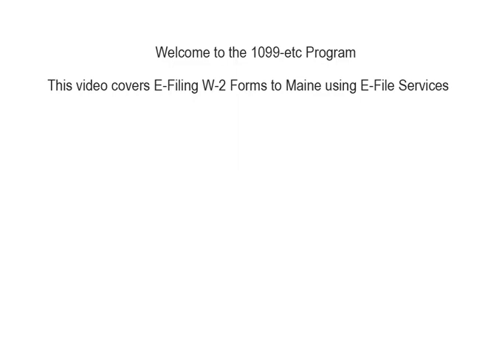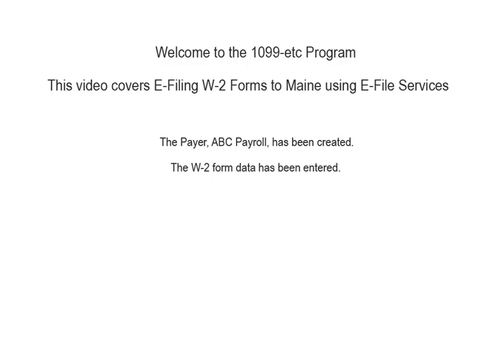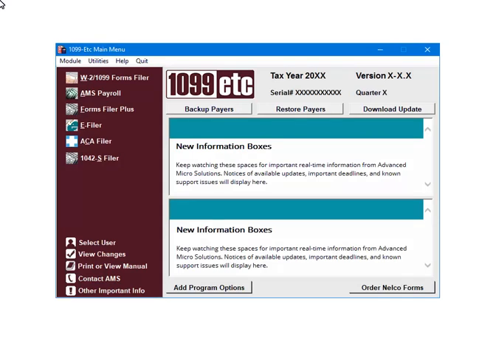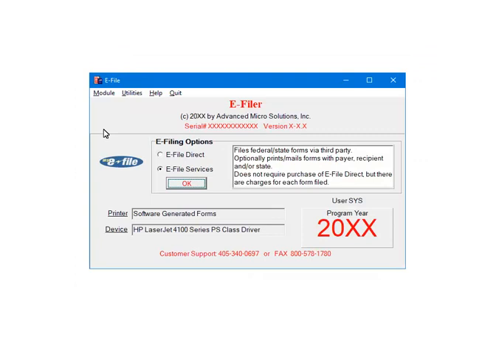This tutorial covers e-filing the W-2 forms to Maine using e-file services. To begin, the payer ABC Payroll has been created, and the W-2 form data has been entered. This is the main menu. To continue, select E-filer. This is the e-filer menu. Select E-file Services. Now click OK.